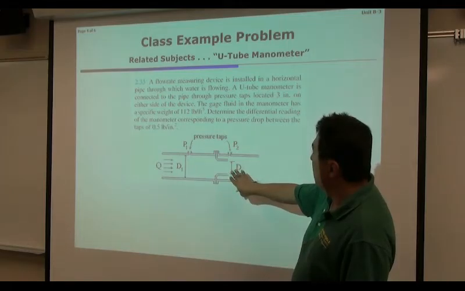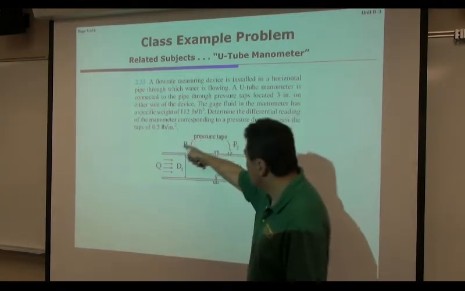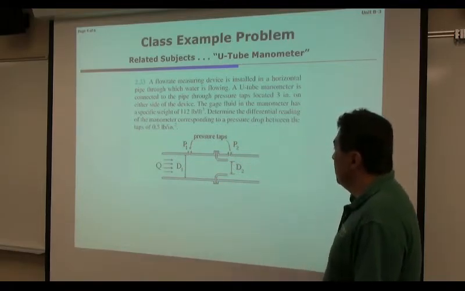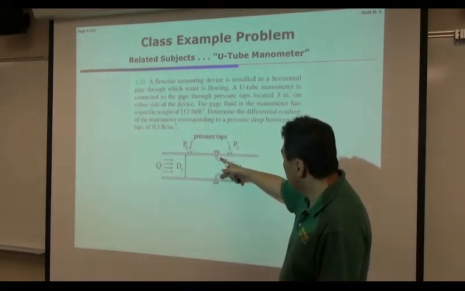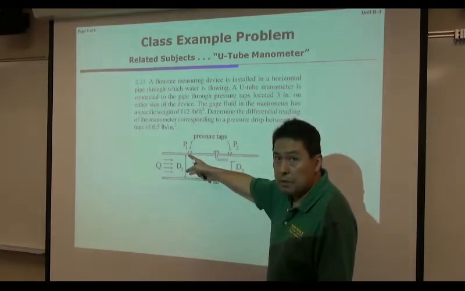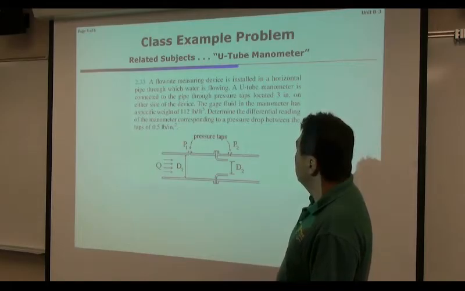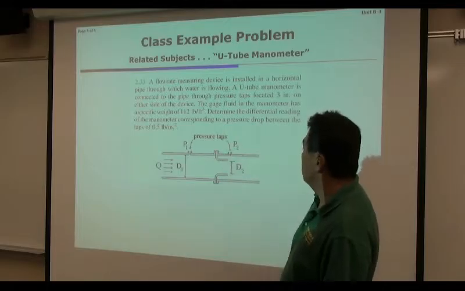Okay, so this is a flow rate measuring device. In fact, this section is called the flow rate measurement device, which is a very simple device. You are just going to reduce the cross section of the pipe temporarily. That's all it does. So this is called a flow rate measurement device. It is installed in a horizontal pipe through which water is flowing.